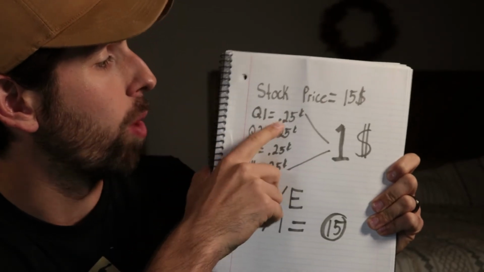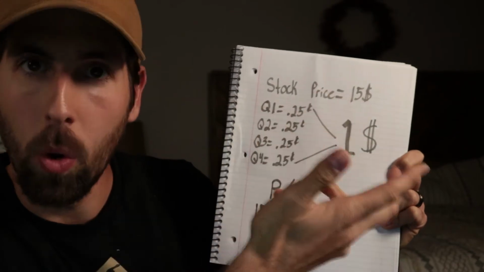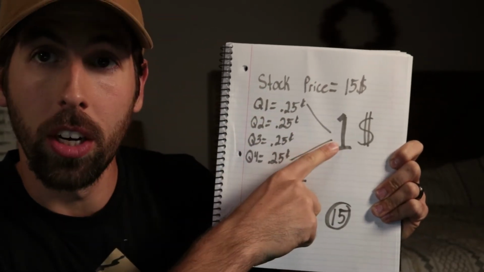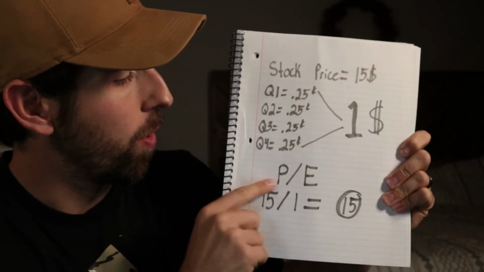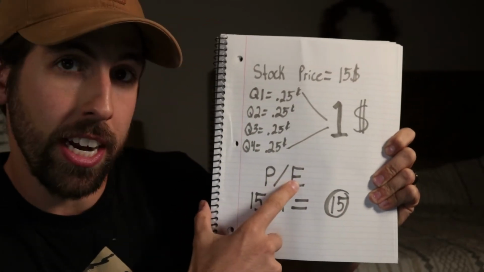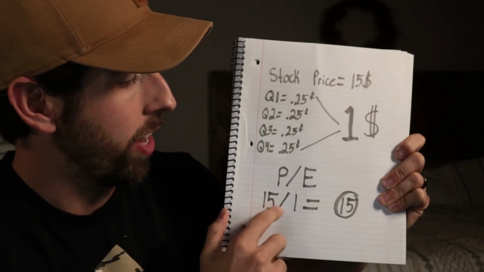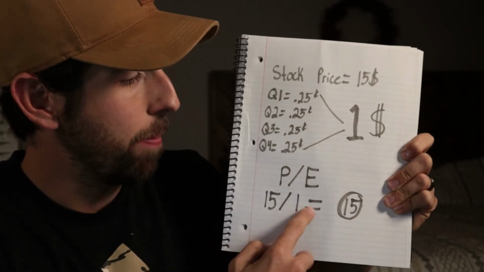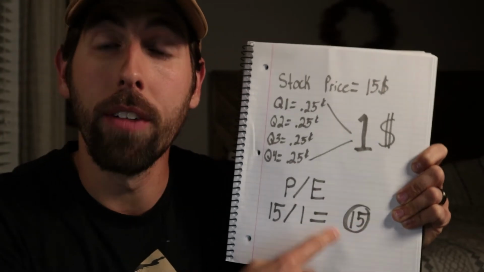So quarter 1, 25 cents, quarter 2, 25 cents, quarter 3, 25 cents, quarter 4, 25 cents. Add all of those up and you get $1. Okay, so the EPS is $1. All right, so the price to earnings is 15, remember, because the stock price is 15 and the earnings is $1. 15 divided by 1 is 15. So this stock has a PE ratio of 15.